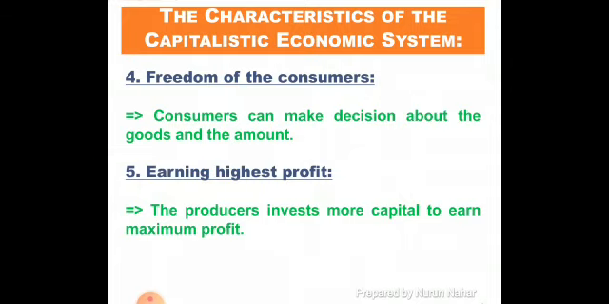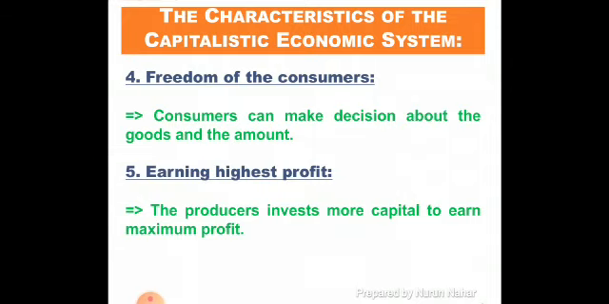The fourth characteristic is freedom of consumers. In the capitalistic economic system, a consumer can make decisions about the goods and the amount, that is, which good he wants to buy and what amount of goods he wants to buy. This sort of decision can be taken by the individual on their own.